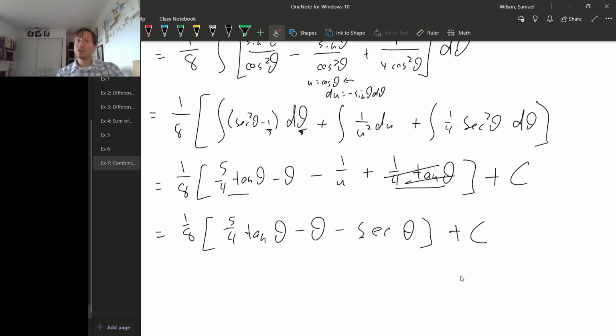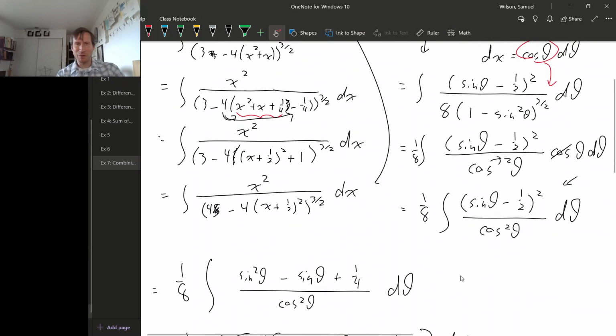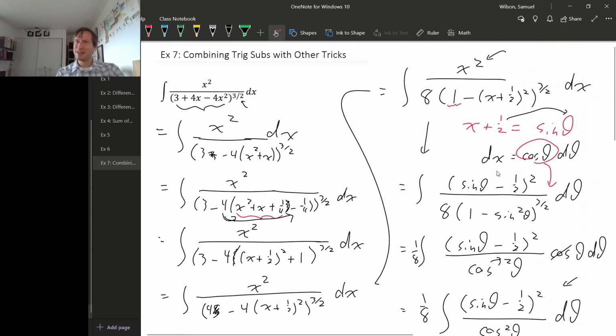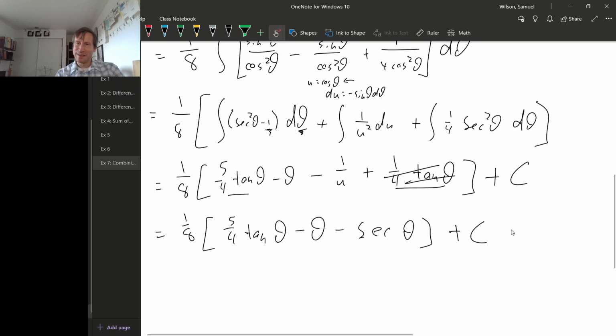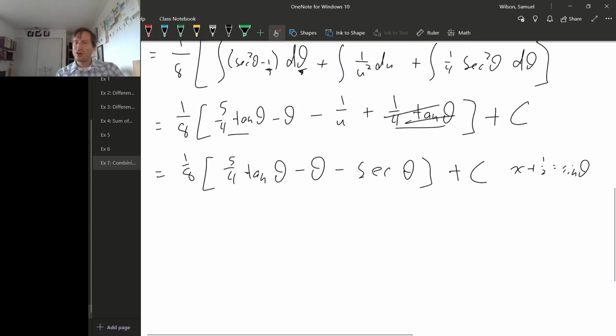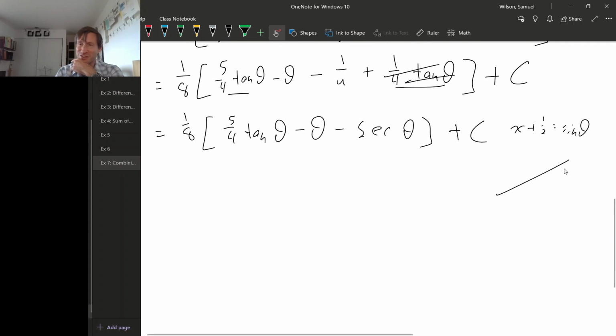And now we need to undo our trigonometric substitution, which I don't even remember what it was, it's so long ago. x plus a half is sine theta. So to undo this substitution, let's draw one of our right triangles. Theta over here. Sine is opposite over hypotenuse, so we need a 1 in our hypotenuse, and x plus a half on the opposite side, so the adjacent side is the square root of 1 minus (x plus 1/2) squared.